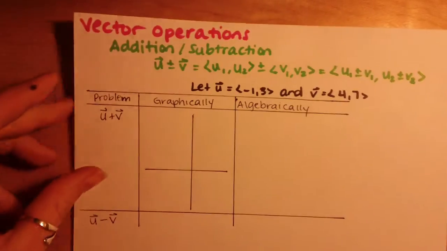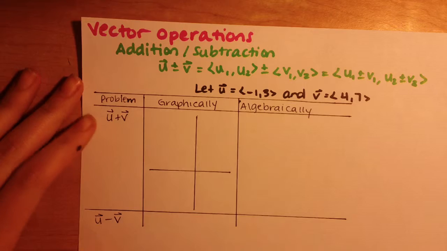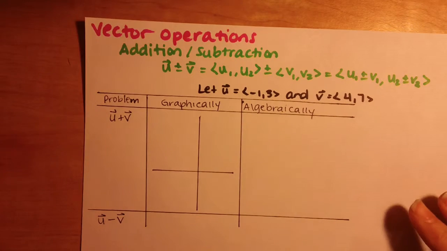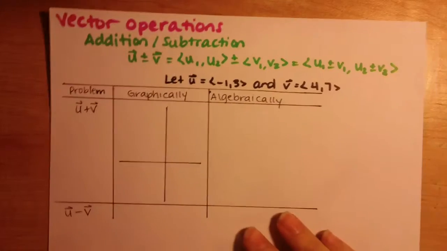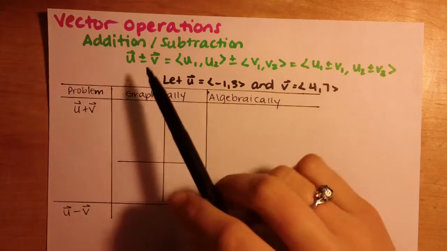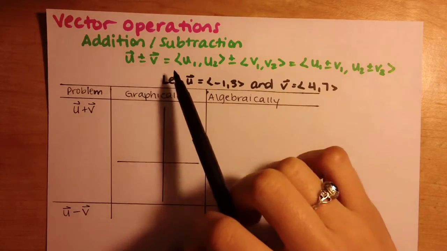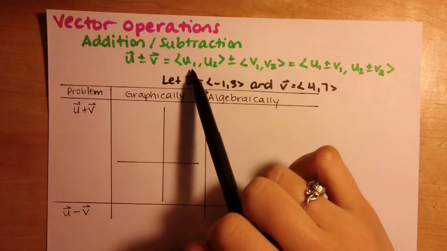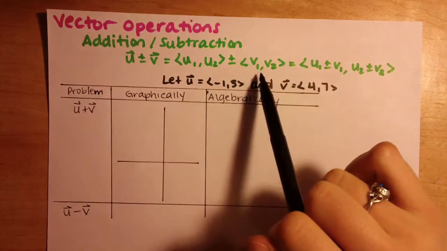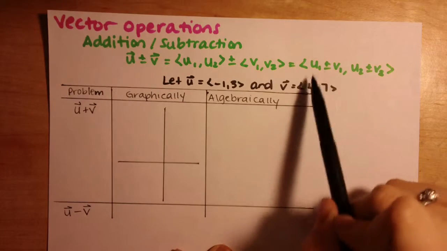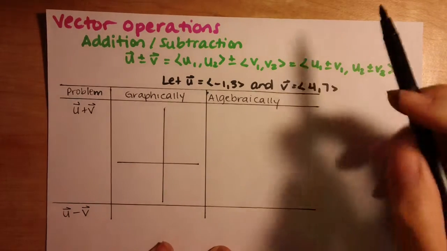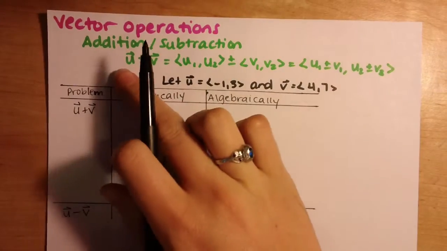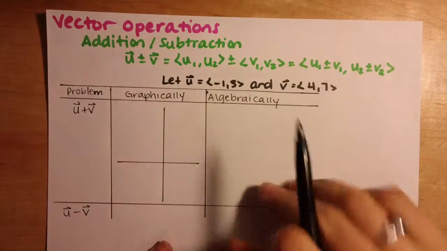So we want to look at some vector operations. So vector operations, we have addition and subtraction as our first one. So for addition and subtraction, you have vector u plus or minus vector v equals u1, u2 plus or minus v1, v2, or you can put them together, u1 plus or minus v1, u2 plus or minus v2. So these are coming from the vectors, and you take its pieces and you can add and subtract them.